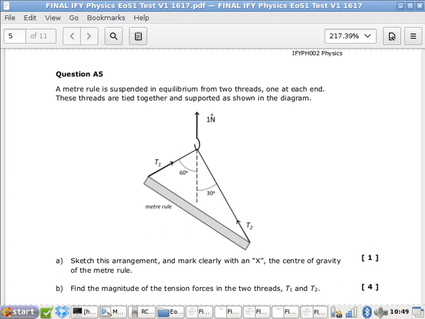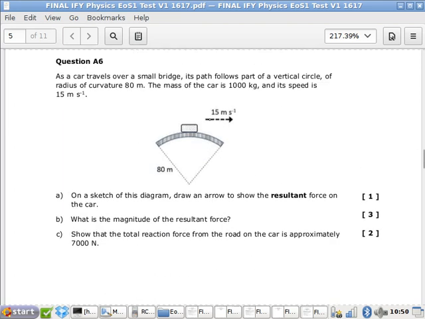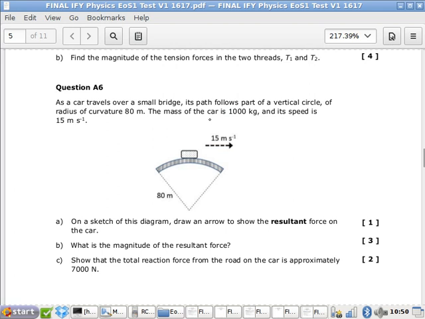Because they nicely provide the 1 Newton reaction force here, which means the weight of this was 1 Newton, because this is on a weighing scales. So that's a good one. 6 is circular motion.